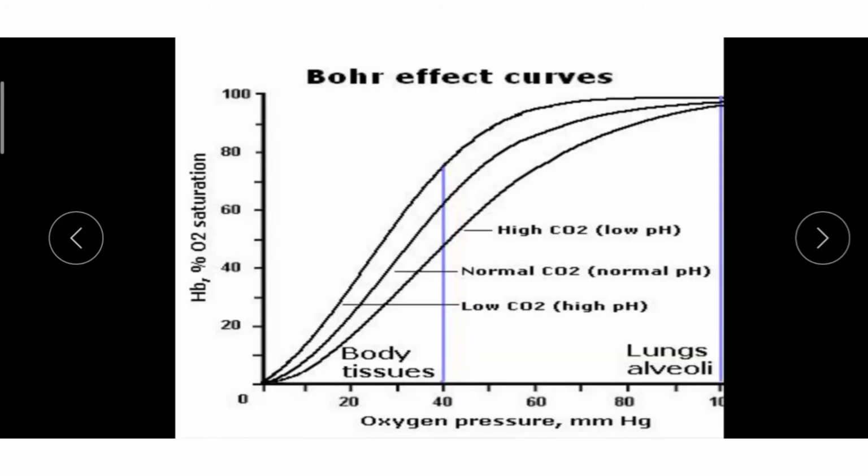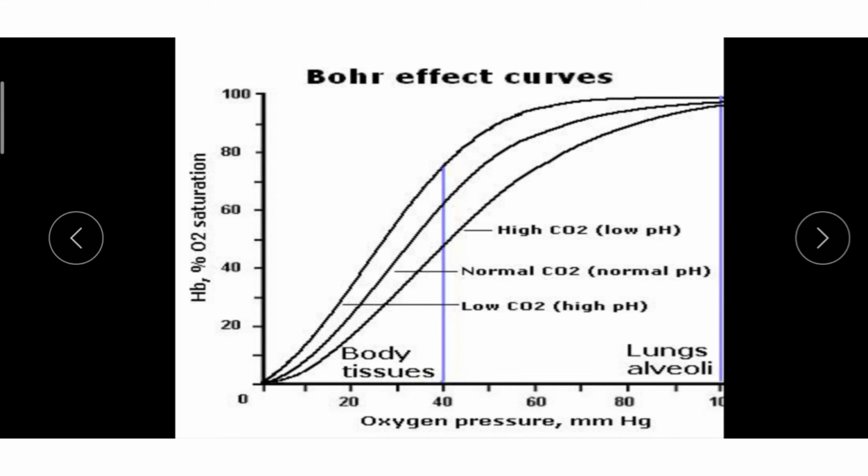Now we will learn about the Bohr effect in detail. Bohr effect is a physiological phenomenon first described in 1904 by the Danish physiologist Christian Bohr. Hemoglobin's O2 binding affinity is inversely related both to acidity and the concentration of CO2. That is, the Bohr effect refers to the shift in O2 dissociation curve caused by changes in the concentration of CO2 and pH of the environment.